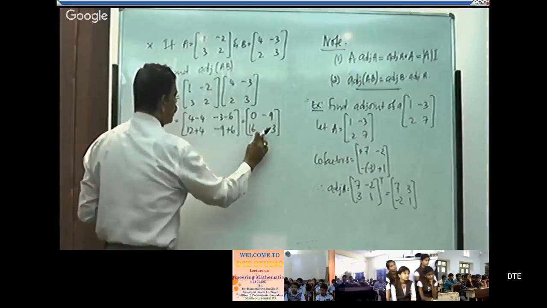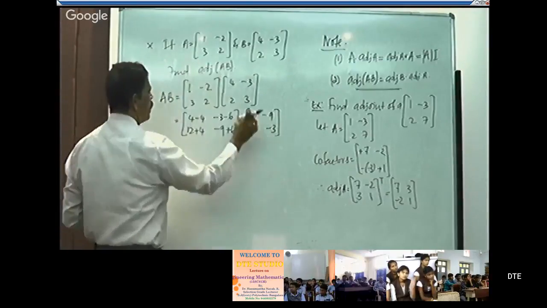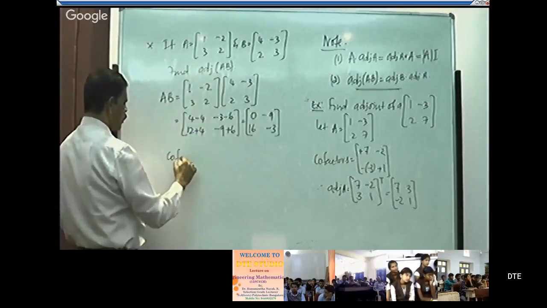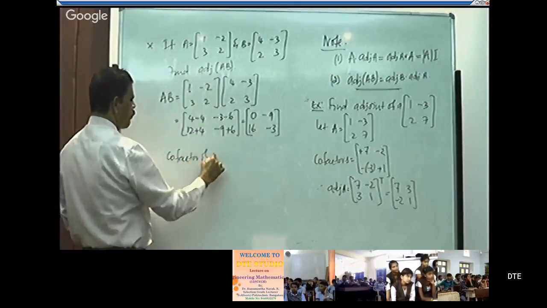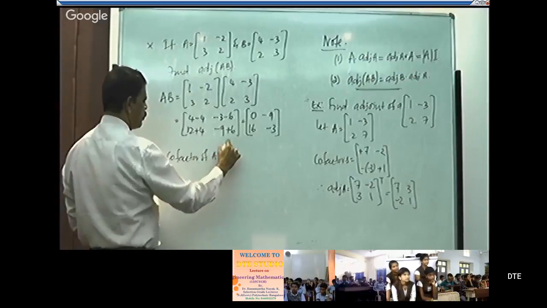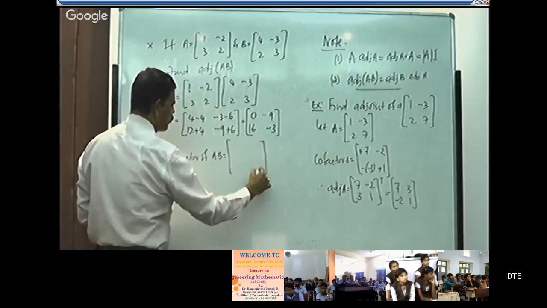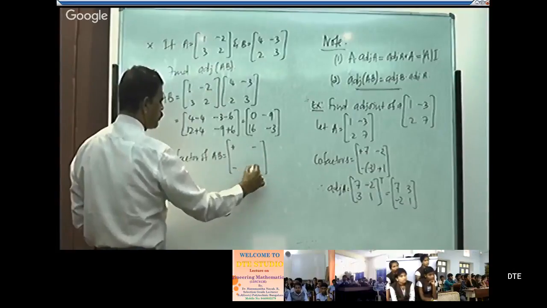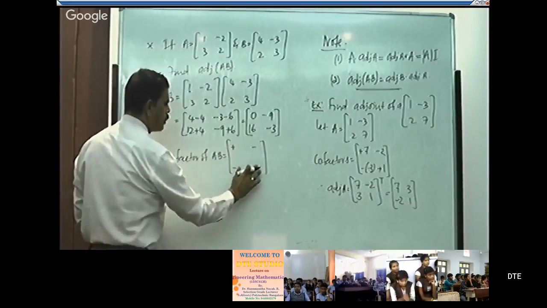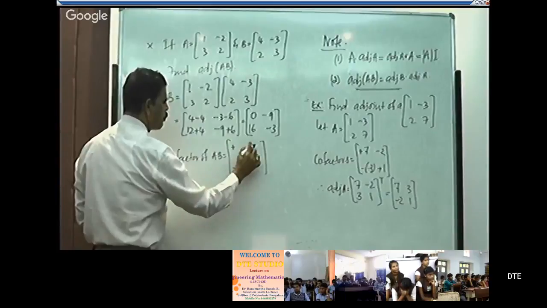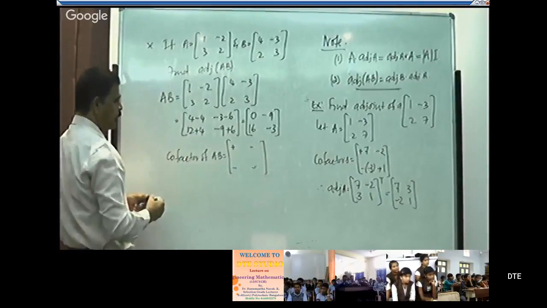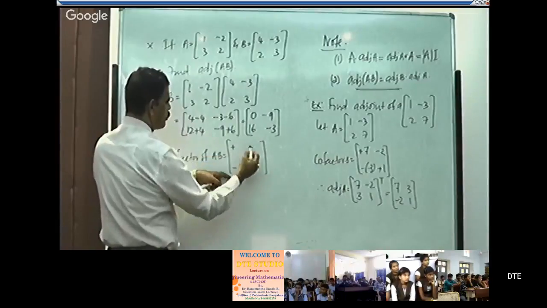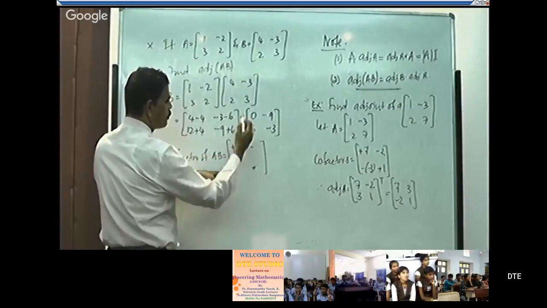Now, to get adjoint, I need cofactor of AB. Write the cofactor of AB. Cofactor of AB is equal to, put standard symbols first: plus, minus, minus, plus. Then write the minors of the particular elements. What is minor of 0? I have taken standard symbol, plus, minus, minus, plus.